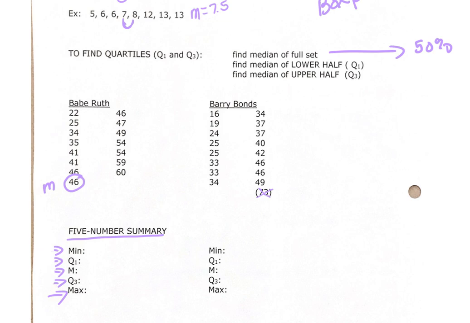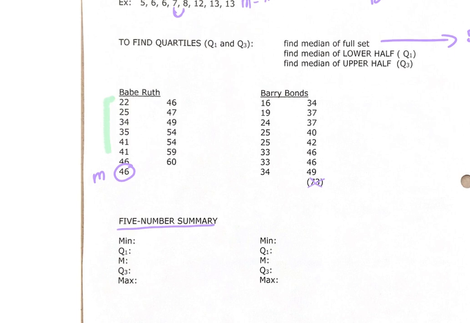I'm going to get rid of this just to clean this up a little. And now we want to look at just these numbers, and we want to figure out what's the middle of that set. We're not going to use that 46 that we said is our median. We want to find the median for the lower half of the data, which is this particular value. So that's our quartile 1. And then we're going to find the median for the upper half of the data, and that's this 54. So that's our quartile 3.